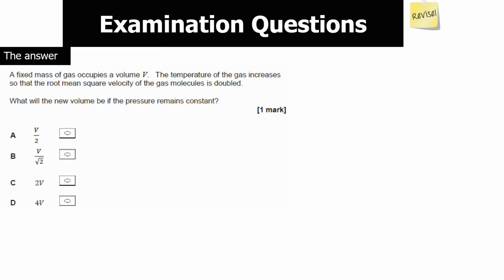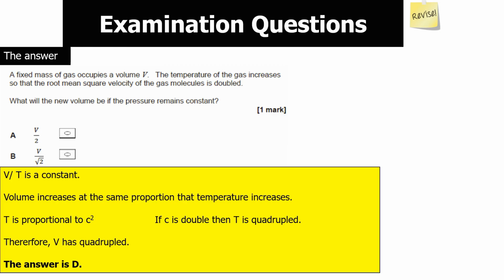Right, so how do you answer this question? Well, we know that V over T is a constant, that's a fact. So volume increases at the same proportion that temperature increases if it's going to be a constant value. Now we also know that temperature is directly proportional to speed squared, c squared. So therefore, if c is doubled, well then T would have to be quadrupled. So if T is quadrupled and it stays in the same proportion as V, well therefore V quadruples, so our answer is D.